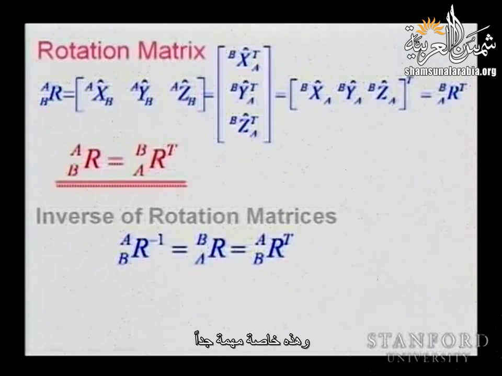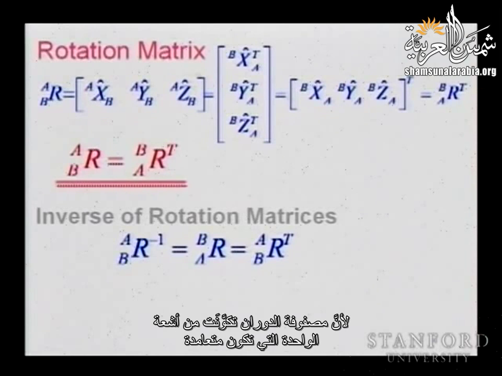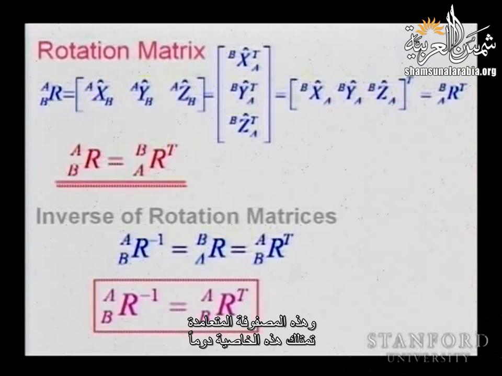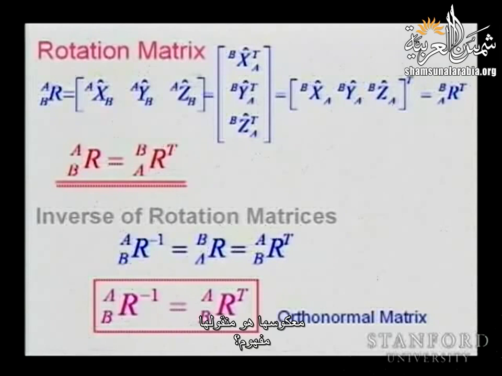And that's a very important property. And this property comes naturally because the rotation matrix is formed with these unit vectors that are orthogonal. So the matrix is called orthonormal. And this orthonormal matrix is always going to have this property. Its inverse is its transpose. All right?